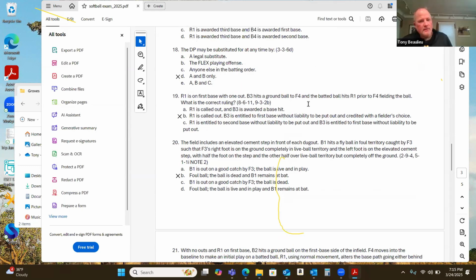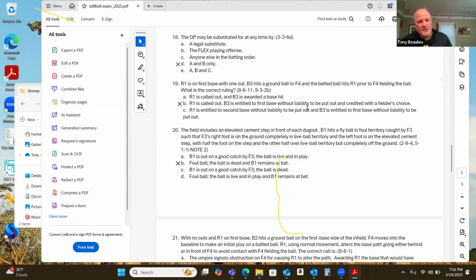What's the answer to 18? 18 is A and B. Either a legal substitute or the flex playing offense. Obviously, you can't be substituted by someone else in the batting order because they're already in the game.